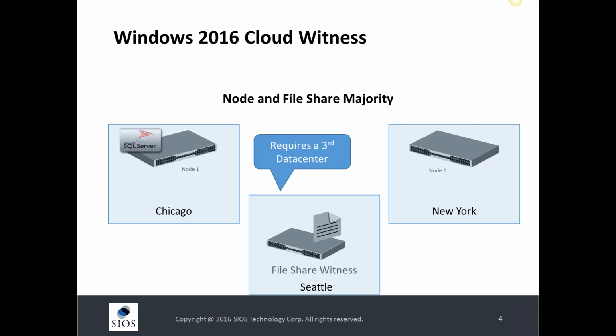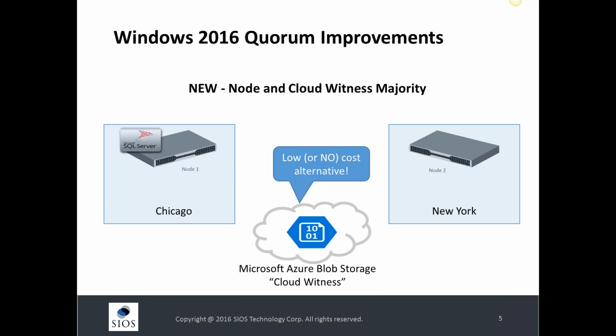So that obviously was an added expense and complexity to the environment that really was a hurdle that many people just couldn't get over. So what they did is they've introduced in 2016 something called a cloud witness. And now there's a new quorum model called Node and Cloud Witness Majority, where you can leverage Microsoft's Azure cloud, specifically their Azure Blob Storage, as a vote in your cluster. And that eliminated the need for that third data center.